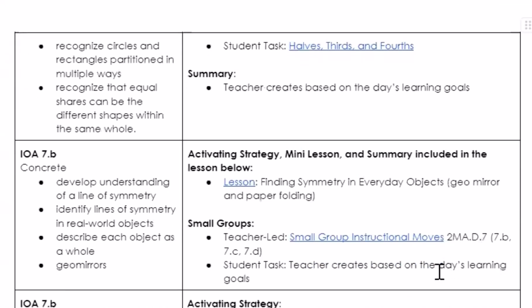Not only will partitioning help prime students for what they will do in 3rd grade, it will also get them ready for IOA 7B. Students will identify lines of symmetry in everyday items through IOA 7B. This should be a fun standard for students to explore mirror images and congruent shapes using tools such as geoboards and geomirrors.